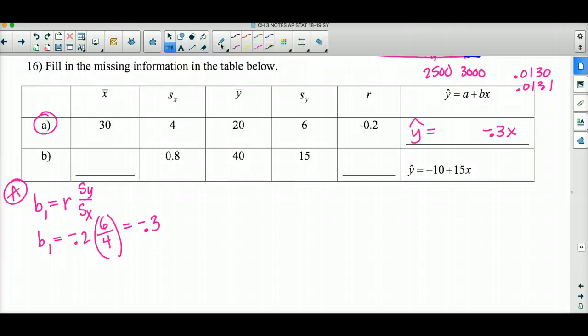Now, the next thing is B naught. B naught is y bar minus B1 times x bar. So B naught is your y-intercept. My y bar is 20 minus my B1 is negative 0.3 times my x bar, which is 30.